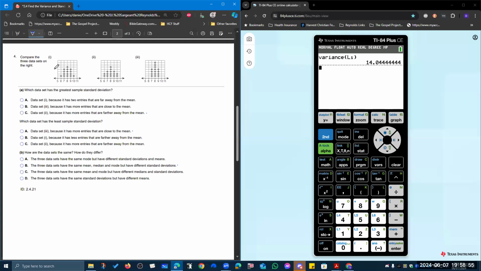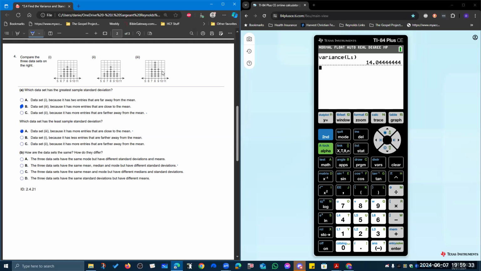Now let's compare these three data sets on the right where we use these dot plots here. Which one has the greatest standard deviation? That's going to be 2 because it has the most data that is far away from the mean. Data sets 1 and 3 are more compacted closer to the mean. Which data set has the least sample standard deviation? That would be 3 because it has more data entries that are close to the mean.